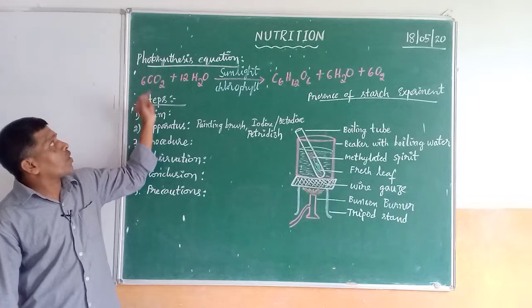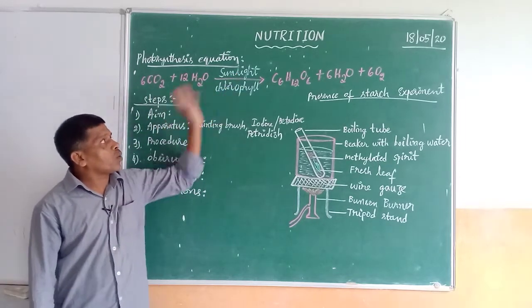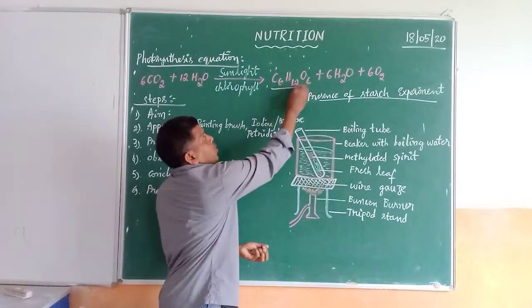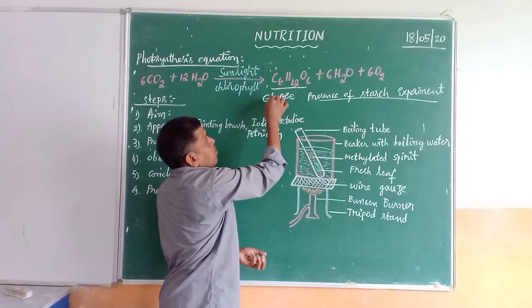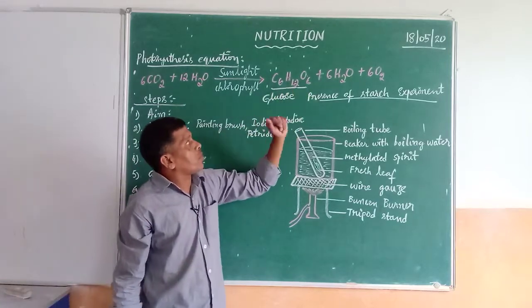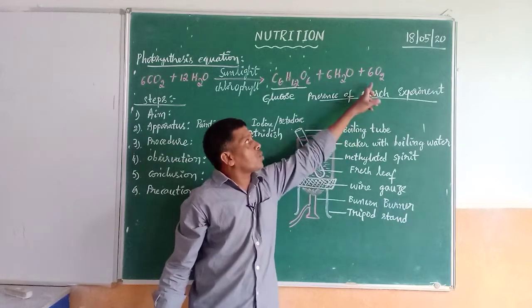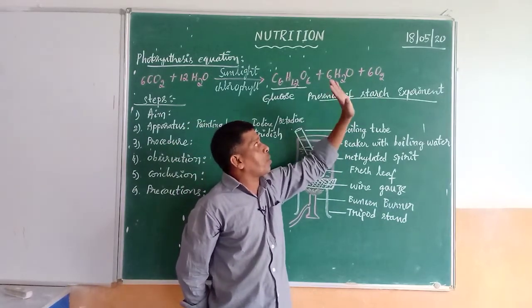So 6 molecules of carbon dioxide react with 12 molecules of water in the presence of sunlight and chlorophyll to give rise to one molecule of glucose, C6H12O6. This is called a glucose molecule. It is an example of a carbohydrate, the food prepared by the plants. Apart from this, we are getting 6 molecules of water and 6 molecules of oxygen gas. Yesterday we saw how oxygen is released during photosynthesis.